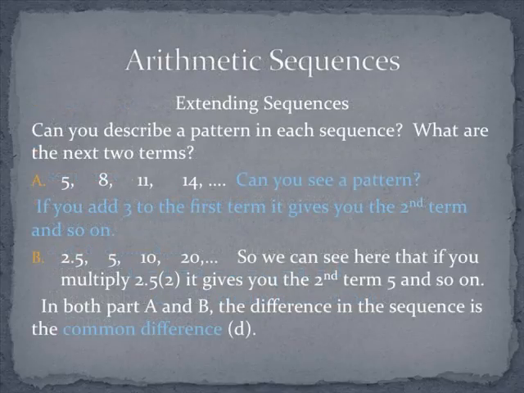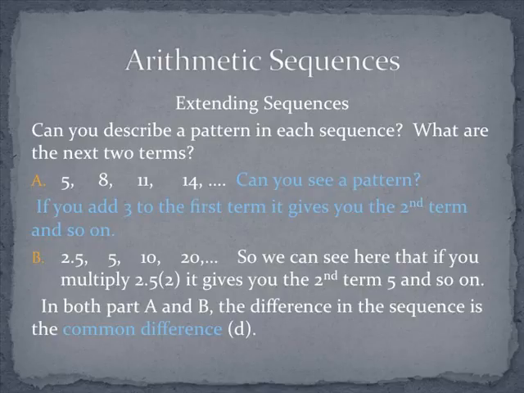Extending sequences for arithmetic sequences. Can you describe a pattern in each sequence? What are the next two terms? For part A, we have 5, 8, 11, and 14. Can you see the pattern?